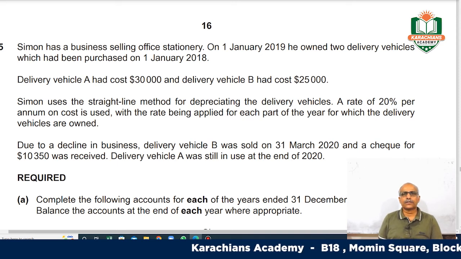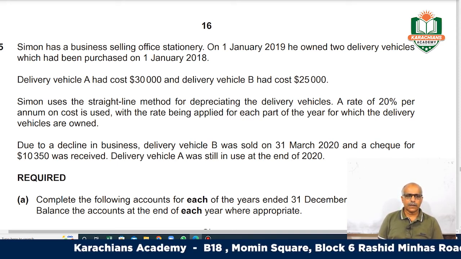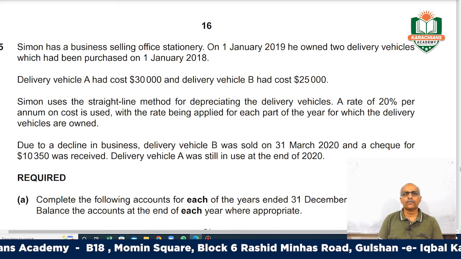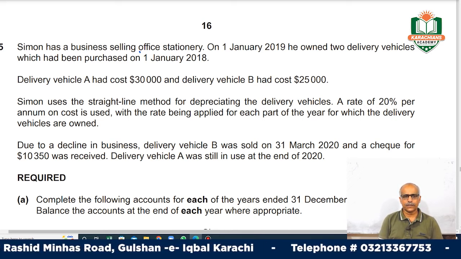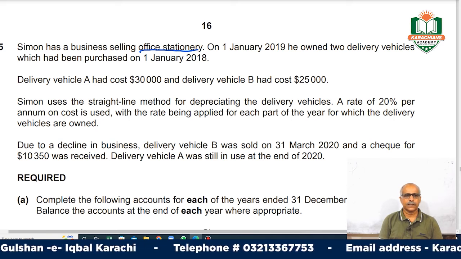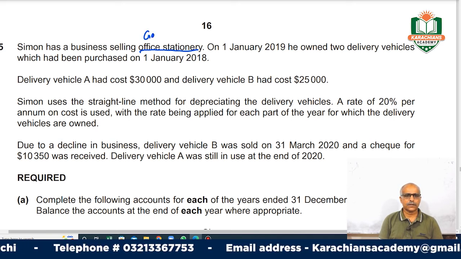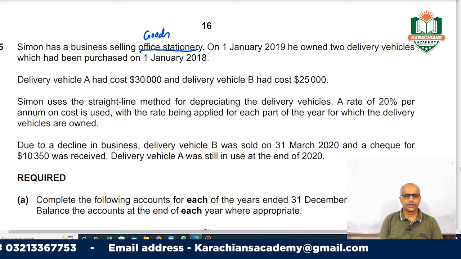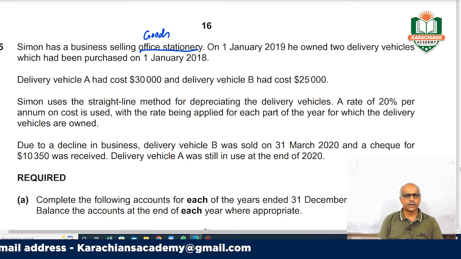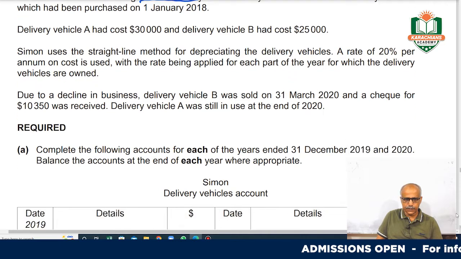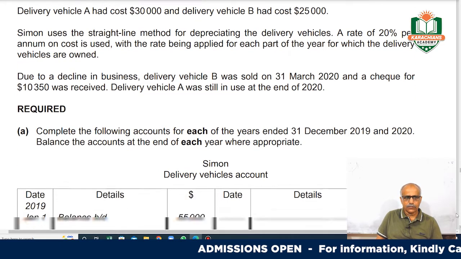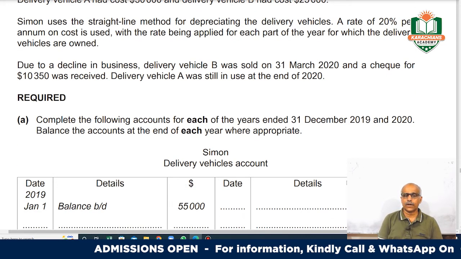This is our question number 5. Simon has a business selling office stationery. So he is selling office stationery. Office stationery are his goods, right? Because he is dealing in office stationery. So let us see first of all what is required here.